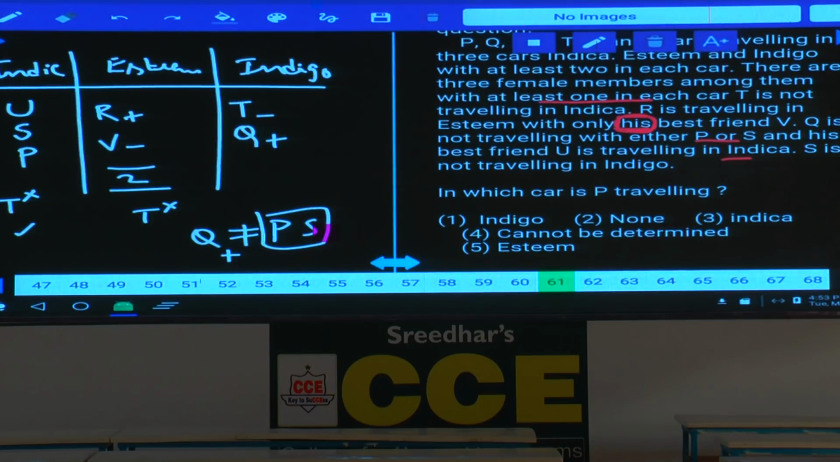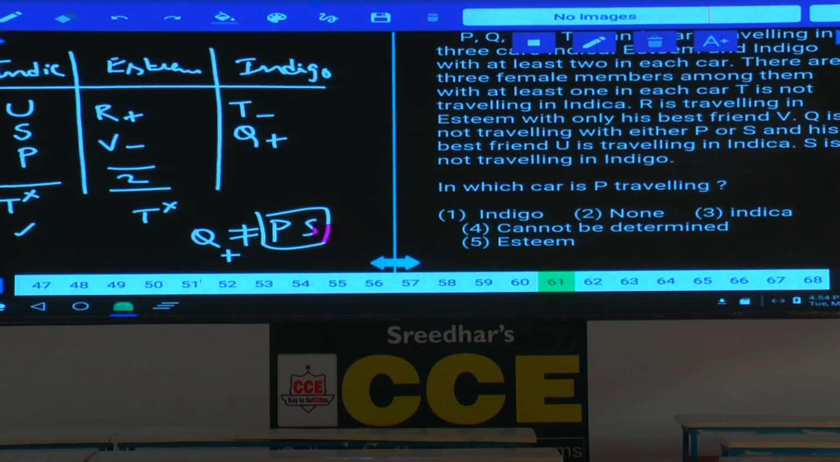Done with this? Then what is the gender of these persons, U, S and P? Q is not traveling with either P or S and his friend U. His friend means Q is a male and his friend U is traveling in Indica, S is not traveling in Indigo. Hence the genders of these persons U, S and P cannot be identified. Done? Then coming to question number 61.